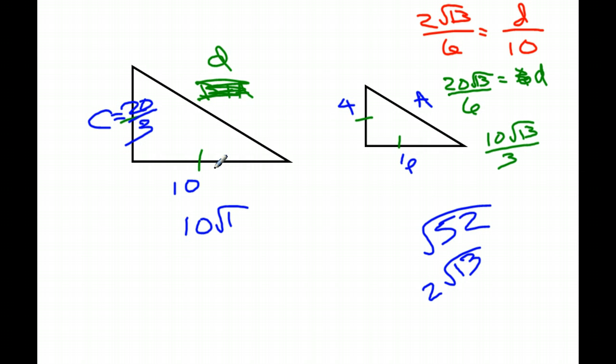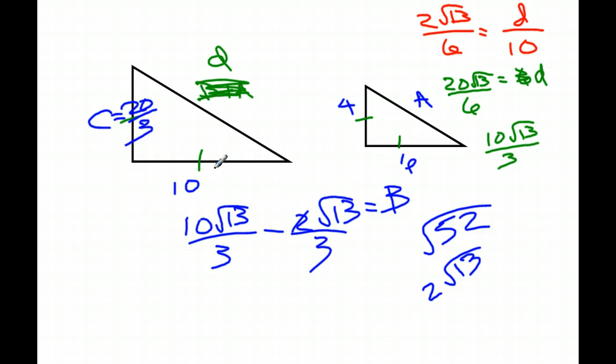10 square root of 13 over 3 minus 2 square root of 13 equals b. So now you have to find common denominators and all that stuff. Your common denominator here would be 3, and then change to a 6. So 10 minus 6 is 4. And that's your answer for B.